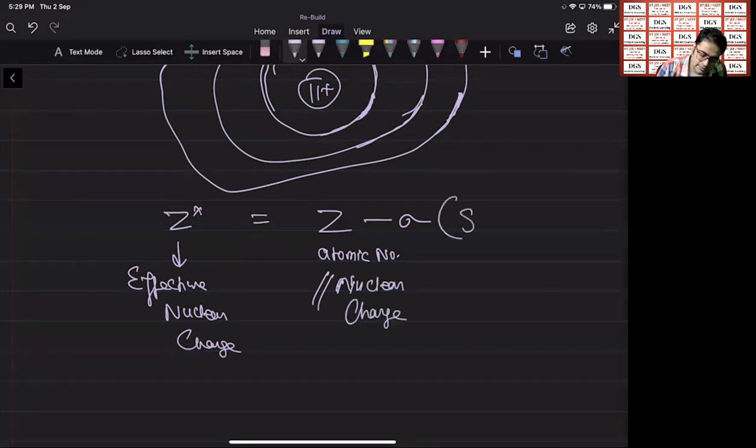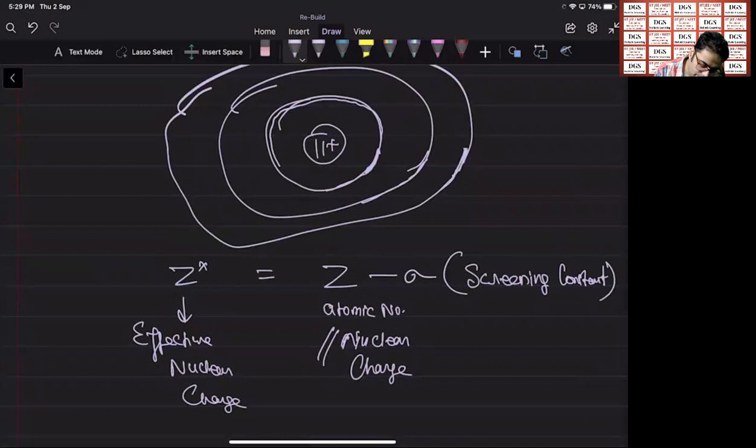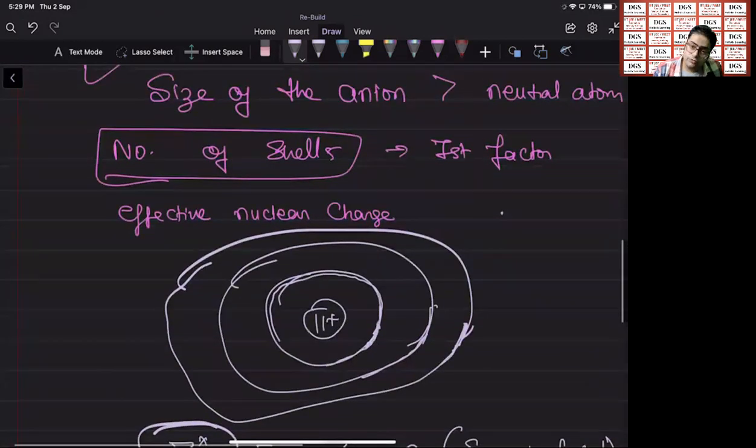This sigma is your screening constant. This is actually what you can say the equivalent to the absorbed charge of the inner shells. So this is what this outermost electron is experiencing. So number of shells and effective nuclear charge, these are the two factors which can affect the atomic size.